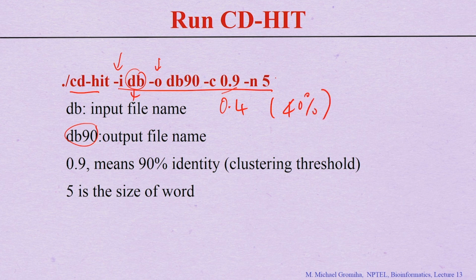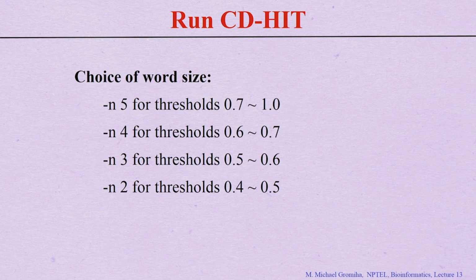And what is n equal to 5? Word size. In this case we look for the pentapeptides, any pentapeptides, and how many times each pentapeptide occurs within the sequences. So, depending upon your sequence identity and the word size, CD-HIT will run and then give you the sequences. For example, the default choice is n equal to 5 for thresholds 0.7 to 1, n equal to 4 for 0.6 to 0.7, and n equal to 3 for 0.5 to 0.6, right. This is the normal threshold we use for running CD-HIT.